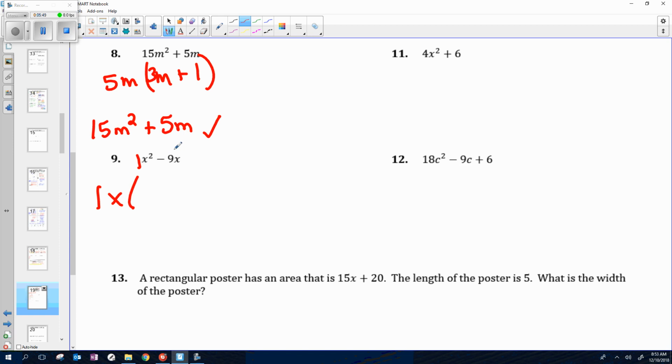If I was going to check by distribution, I would be doing x squared divided by x leaves me with 1x, and negative 9x divided by x leaves me with a minus 9. So I'm going to distribute this 1x to each, and I'll get x squared minus 9x. So that means x times x minus 9 is the final answer.